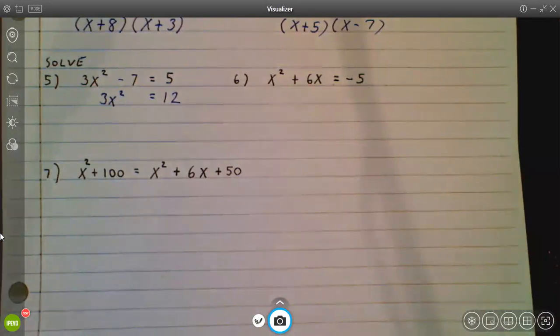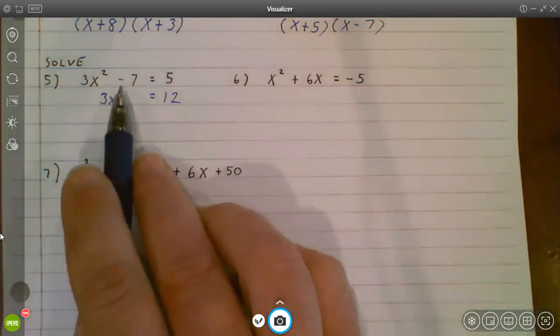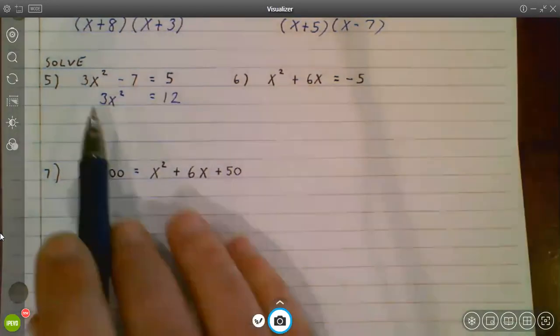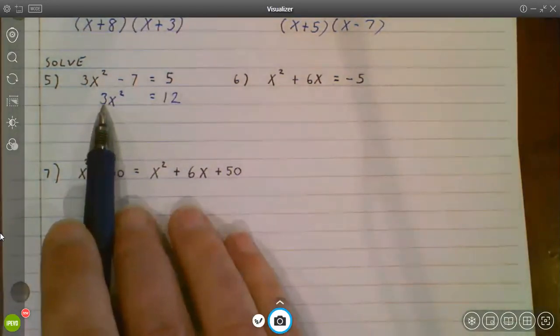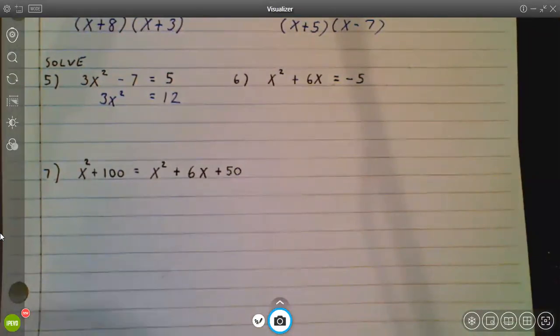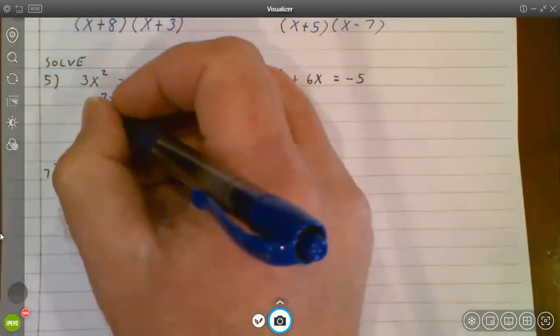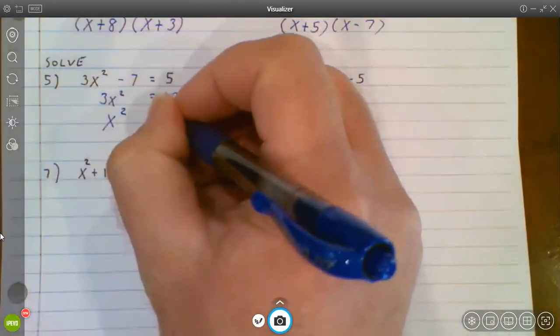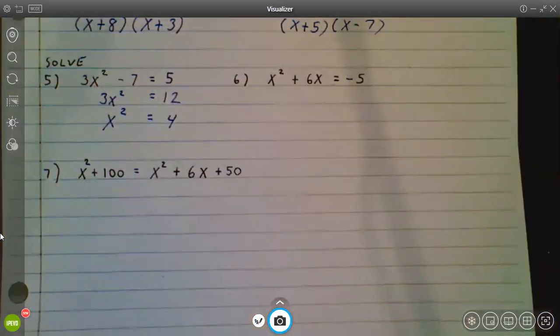Because remember, and keep this in mind, when you solve an equation, our goal is to always do the opposite of whatever operation we're seeing. So when we see a minus, we're going to add 7 to both sides. Or right here, when I see multiplication, this is 3 times x squared, I need to do the opposite and divide. So we would divide both sides by 3. And that would put us here.